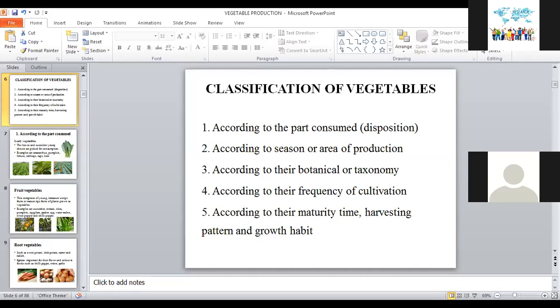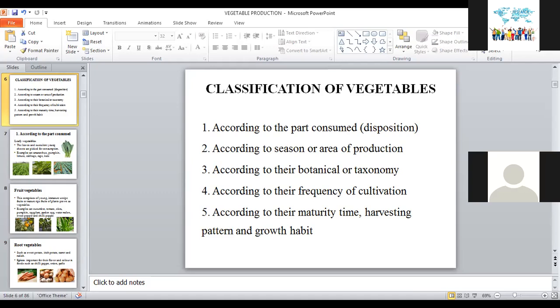We discussed that if you are eating the leaf, then such a vegetable is called a leaf vegetable. If you are eating the root of that vegetable, then such a vegetable is called a root vegetable. If you are eating the fruit, such as in tomato, then such a vegetable is known as a fruit vegetable. Similarly, vegetables can also be classified according to season or area of production.